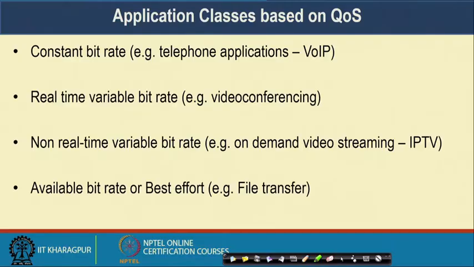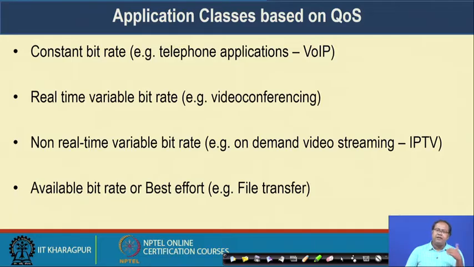Say whenever you want to make a VoIP call, you have to transfer the voice data over the IP network. Whenever you are transferring the voice data over the IP network, the voice is actually converted to a digital signal. The voice signal is digitized, and after digitizing, that data needs to be transferred at a constant bitrate.